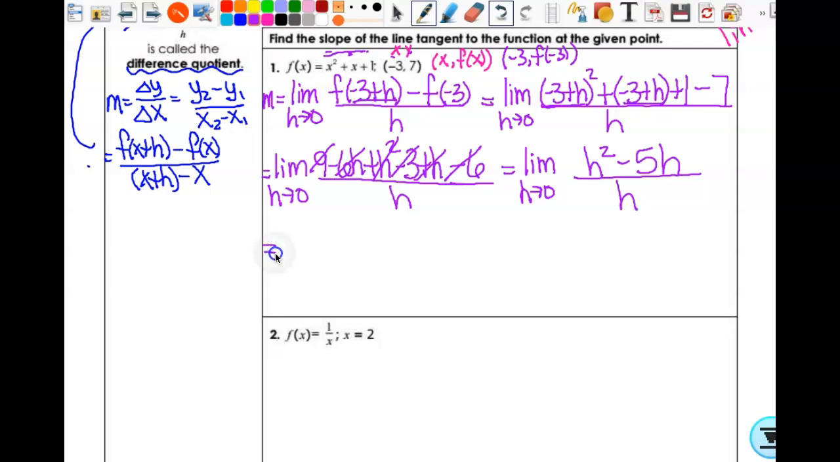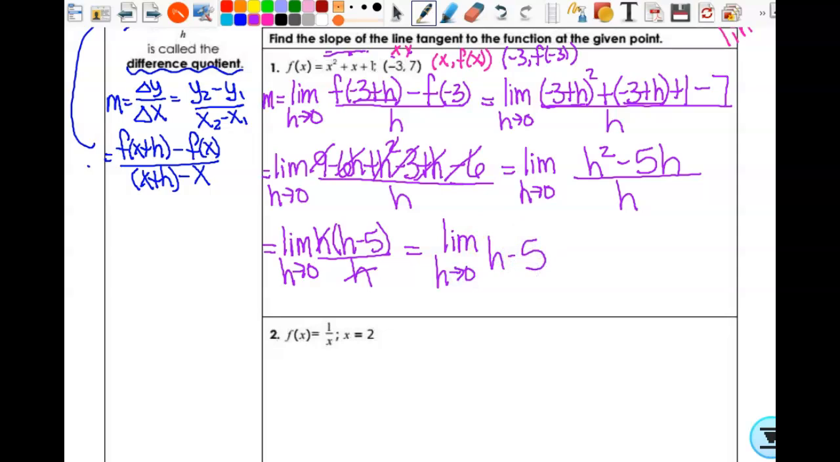Factor the numerator, good. So this is equal to the limit as h approaches 0 of h times h minus 5 all over h. Now I can cancel those h's out, right? That leaves me with the limit as h approaches 0 of h minus 5. Now that I've gotten rid of that h in the denominator, now I can evaluate, which means now I get to drop the limit statement. If I dropped it anywhere else, the whole thing's wrong and it doesn't make any sense at all. But the limit as h approaches 0, I'm going to evaluate by direct substitution, and I get negative 5.